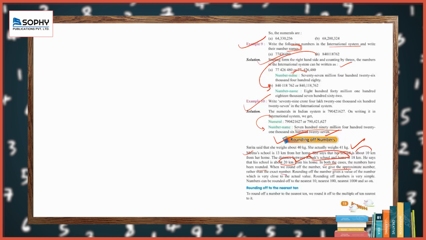When we round off the numbers, we give the approximate number rather than the exact number. Rounding off the numbers gives a value of the number which is very close to the actual value. Rounding off numbers is very simple. Numbers can be rounded off to nearest 10, 100, 1000 and so on. Next is rounding off to the nearest 10.